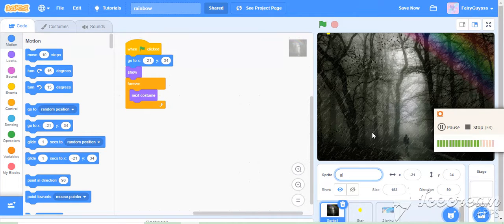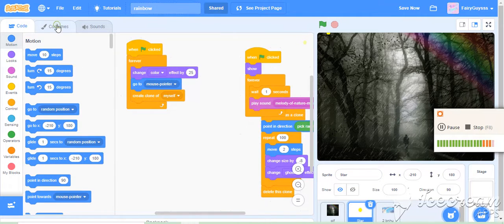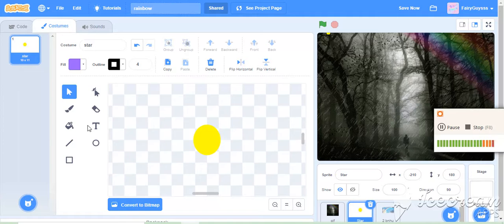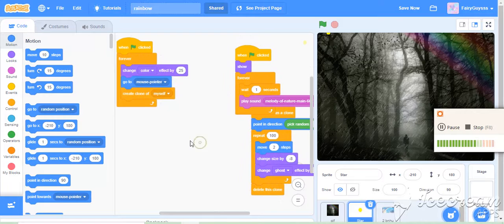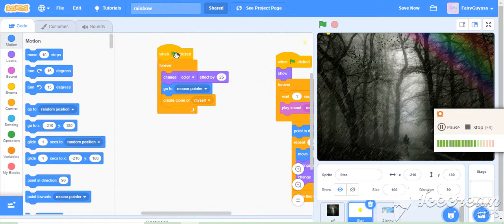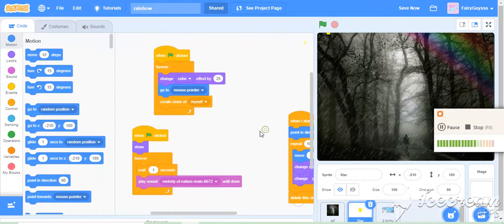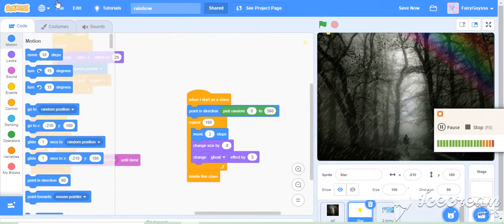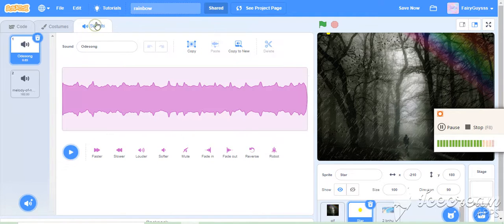it as a GIF. Okay, and this is a star. It is a single oval, not a circle. Okay, so this is the script of it. Number 1 is this, number 2 is this, and number 3 is this. And in sounds I got the melody.